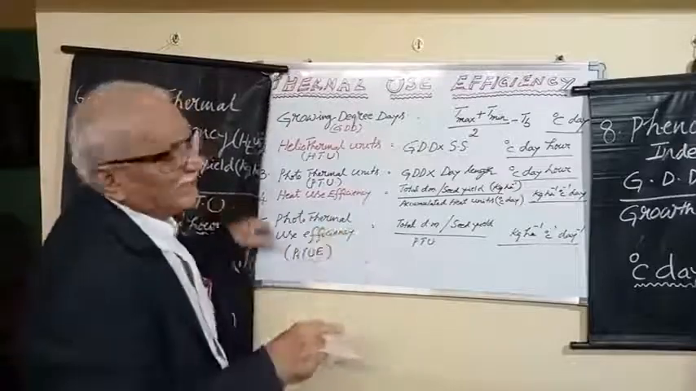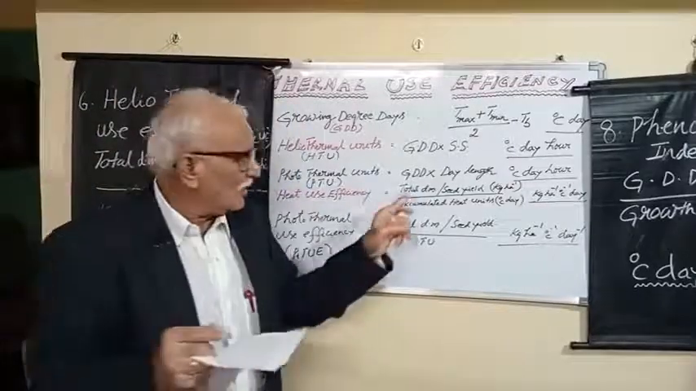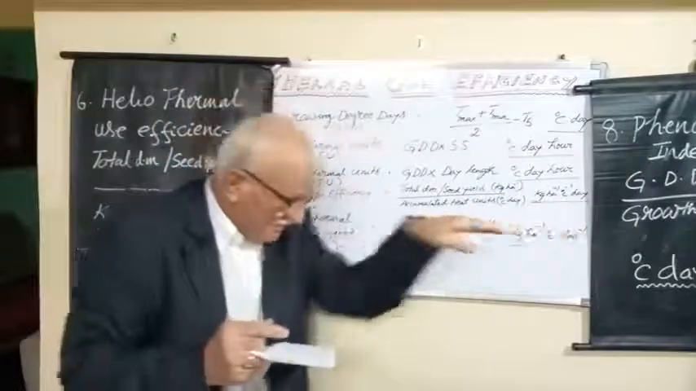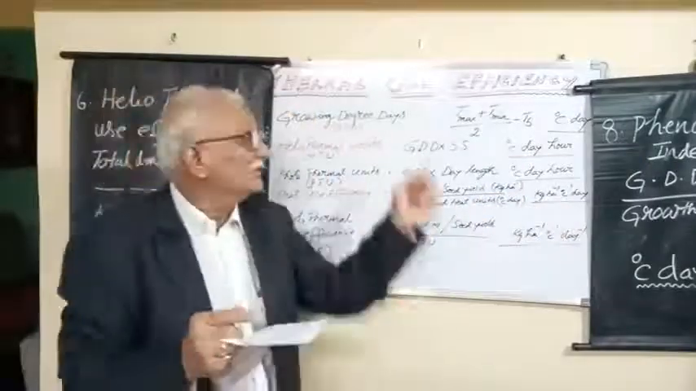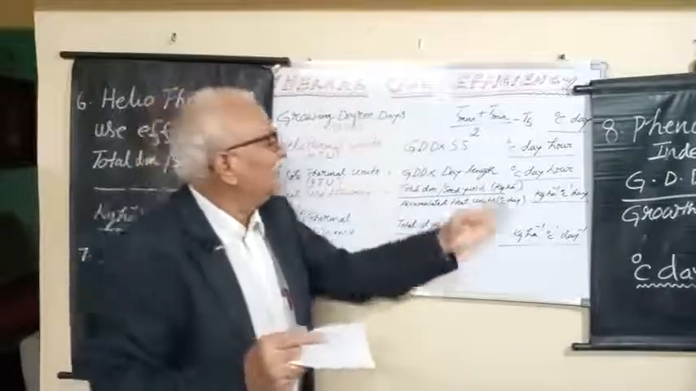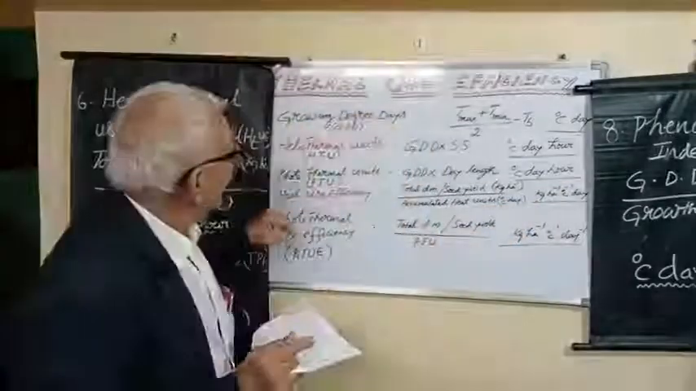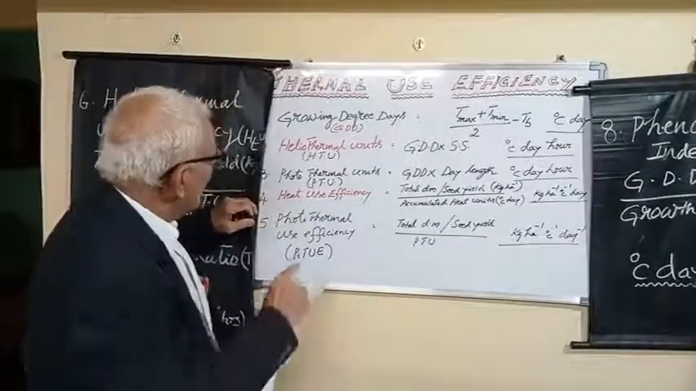Heat use efficiency. What is heat use efficiency? Total dry matter or seed yield in kg per hectare divided by accumulated heat unit. That is the GDD. What are the units? Kg per hectare per degree centigrade day are the units. Okay, that is the heat use efficiency.